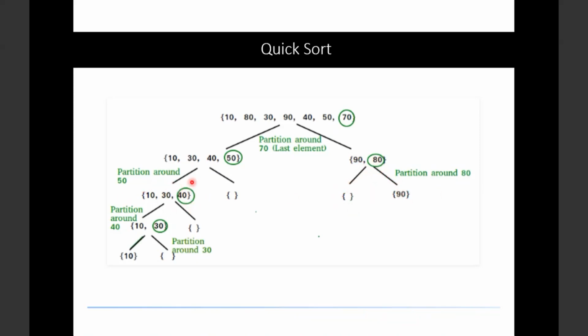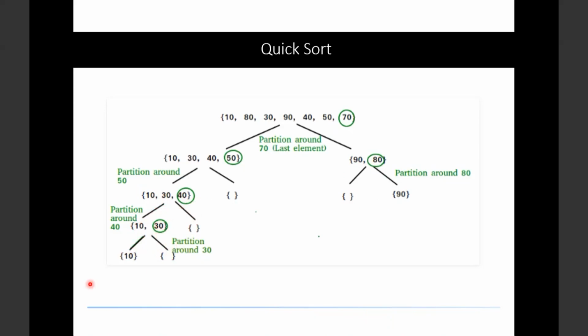Now we're going to look at this part here. Take 40 as a pivot focal point. 10 is smaller than 40, so it will go here. And 30 is also smaller than 40, so it will go to this group here. So 40 is settled. After that, you check these groups here. Take a focal point or pivot point. 30 becomes your pivot point, so you partition around this 30. 10 is smaller than 30, so it will go here, and this one goes here.